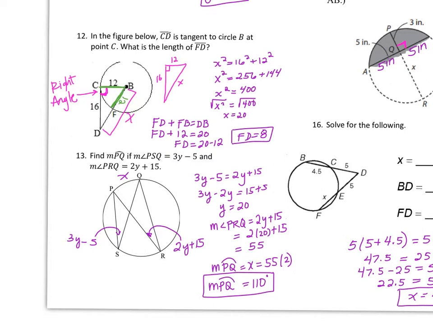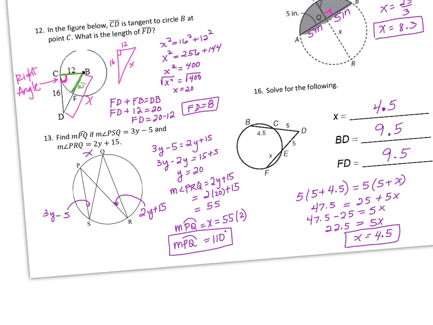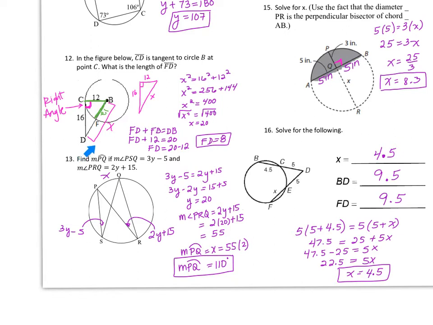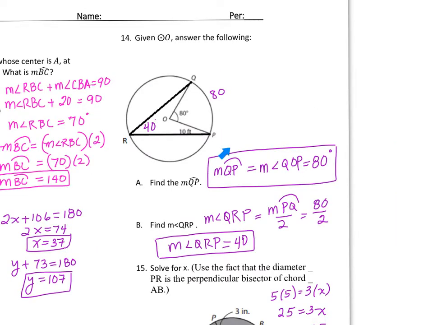I'm also looking for the measurement of the arc PQ, which is here, which is our x. Well, since I found this angle to be 55, if I multiply it by 2, that will give me the arc PQ. So 55 times 2 is 110. And I knew that I needed to find those because the problem started me off with wanting to find the measurement of arc PQ. That was the goal.